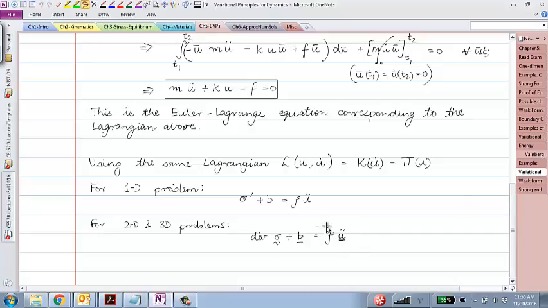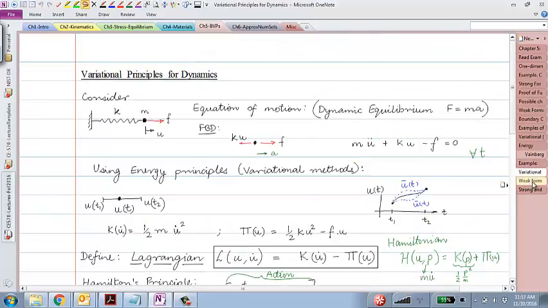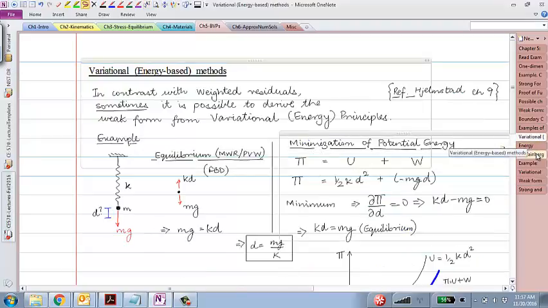But in any case, the corresponding three-dimensional equations you would obtain would be divergence of sigma plus b. That was the static part, and now for dynamics you add the inertial effects. All right, so that's all I'm going to say about this. And as a last thing in this chapter 5 of developing these weak forms, what we'll do is go back to this picture.